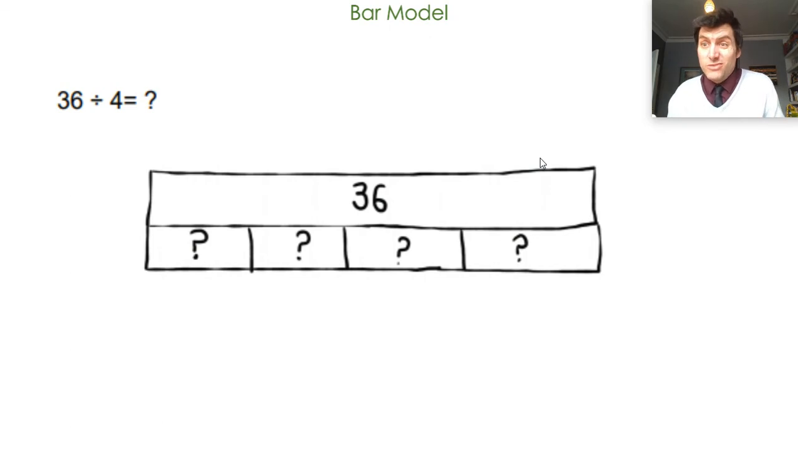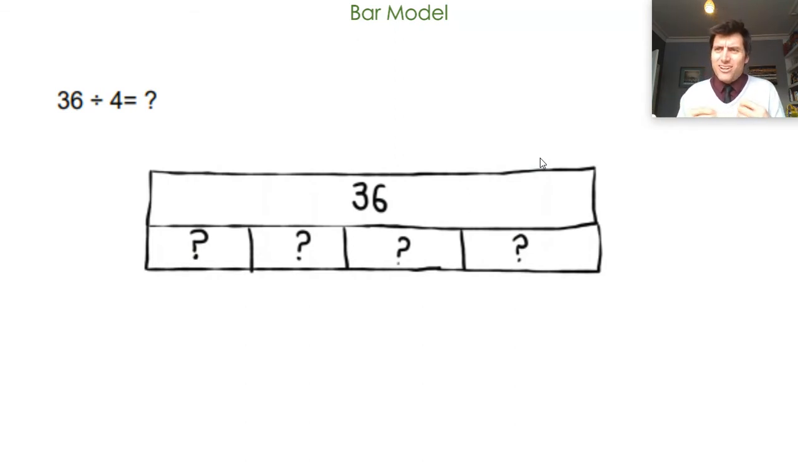And each one of those question marks is an equal section. They're supposed to be anyway, because they're a bit rough and ready. They're not drawn perfectly, but that doesn't matter. It's about what it means to me. I now know that I've got 4 equal parts that are the same when they're added together as 36. And that picture helps me understand that a little bit.